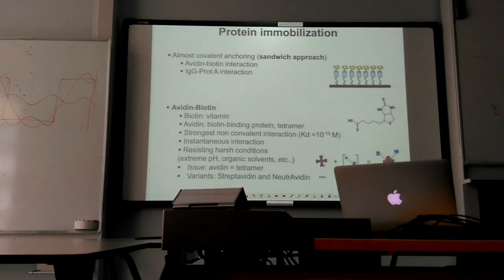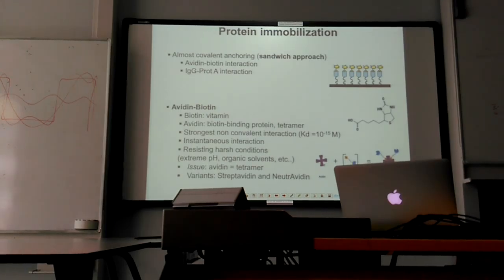This is more like complementary information for you, that you can also use other strategies which are not always based on this chemistry with amino and carboxy groups or aldehyde and epoxy groups. Is that clear?